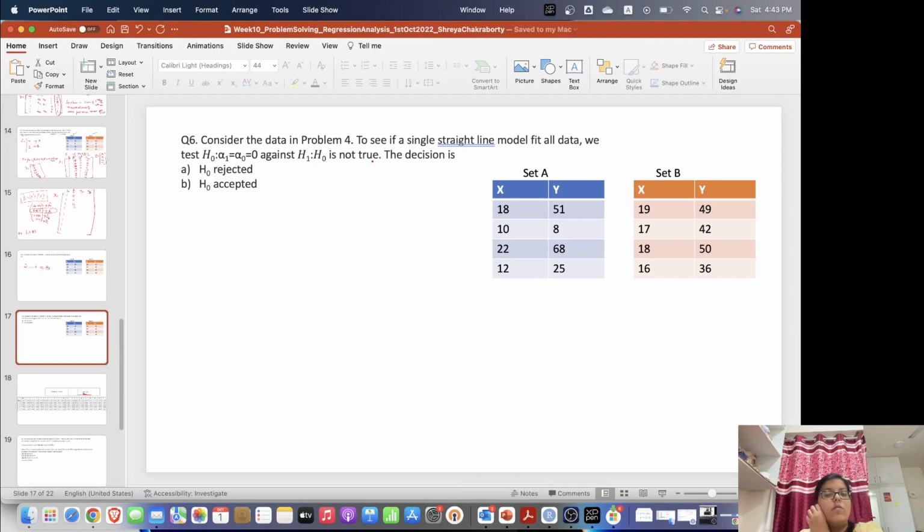Here we have been asked to see if a single straight line model fits all data, considering the data in problem 4. The model in problem 4 was y equals beta naught plus beta 1 x plus alpha naught z plus alpha 1 xz.